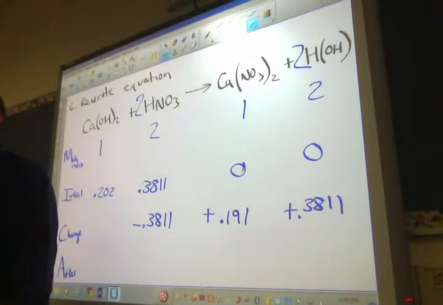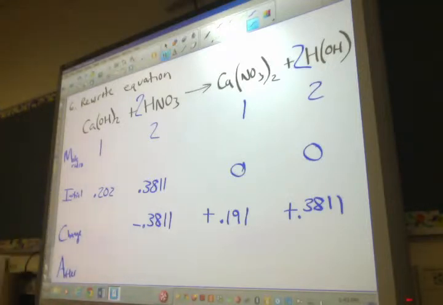Yes, last question, and we're moving on. So does that mean the CaOH would be 0.191? Because it's 1 to 1, minus 0.1. Yes. Nice way to look ahead.